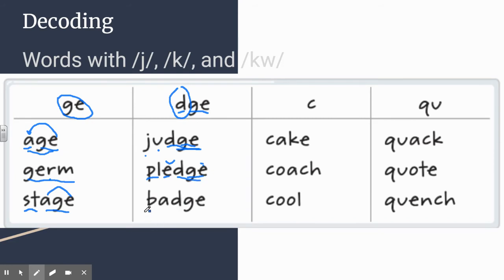All right, you try this next one. Take a look carefully. How many sounds does it have? B. Now remember, this is going to be the short sound because it's got a blocker. B, A, J. That's just three sounds. B, A, J. Blend them together. You've got badge.